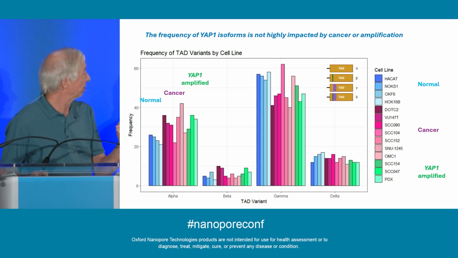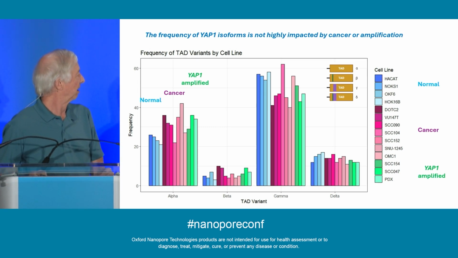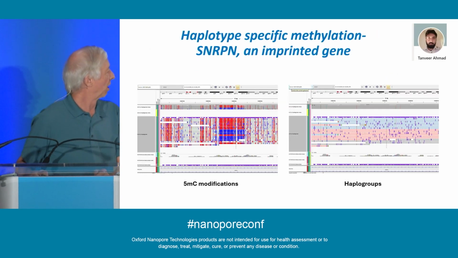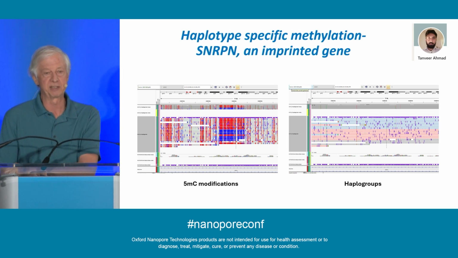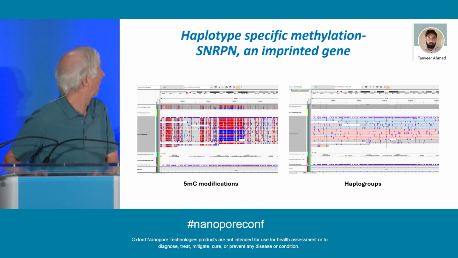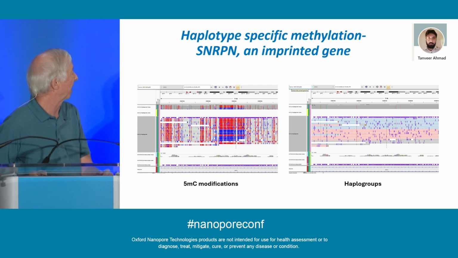The initial result is it looks like if the expression goes up, all the isoforms go up together, which is interesting. But obviously now we can look at this across all the genes expressed in a given cell line. Of course, methylation data, we've heard a lot about deriving methylation data from a nanopore sequence. Here's an example with an imprinted gene where you can see one haplotype is methylated and the other is not.